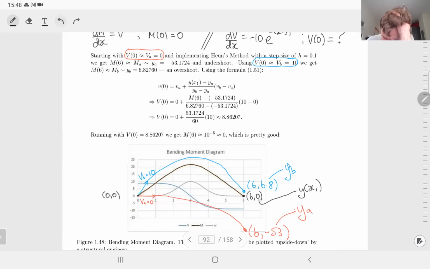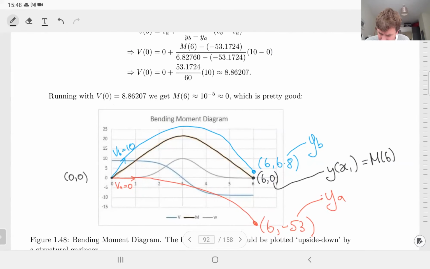So using the formula, VA is 0, M of 6 is kind of our target. So Y of X1 is our target, M of 6 equals 0. So that does go in there eventually. We have the YA, the undershoot, the minus 53, that's there two times. The YB, the overshoot of 6.8 is there. And then the VB minus VA, the second slope minus the first slope, 10 minus 0 is there. So that means that the shear you're supposed to have is 8.86.